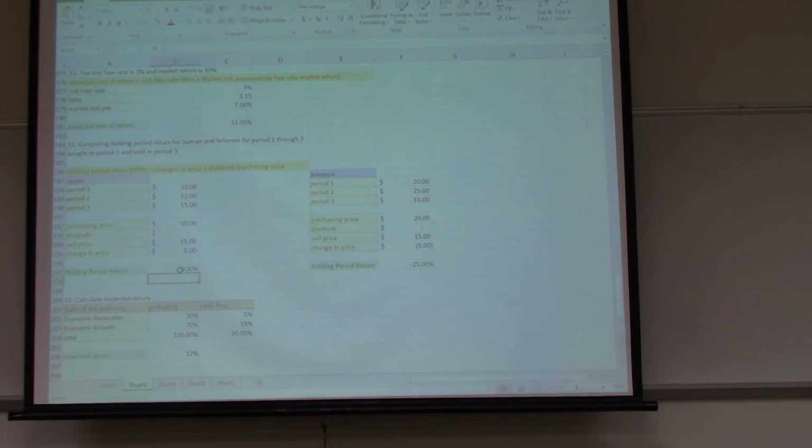Basically you would just copy all this, put it over here, and then change the values to Solomon. So you're not using the period 2 stock price. Why?